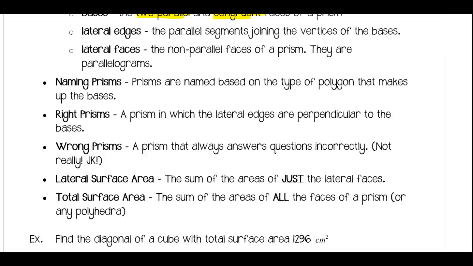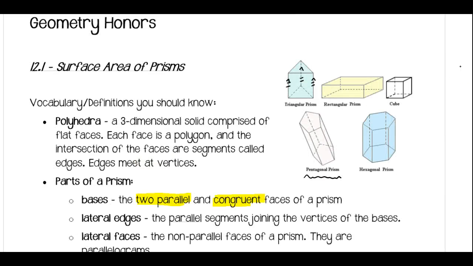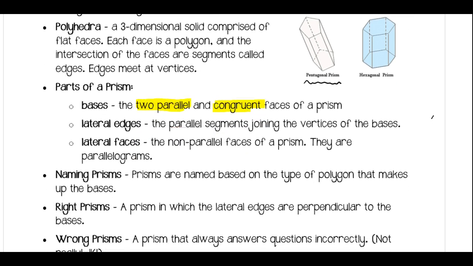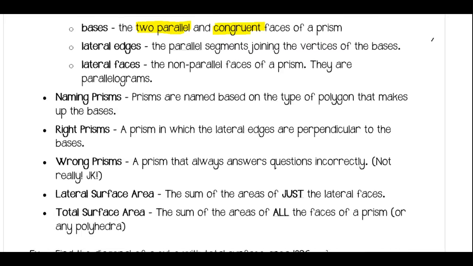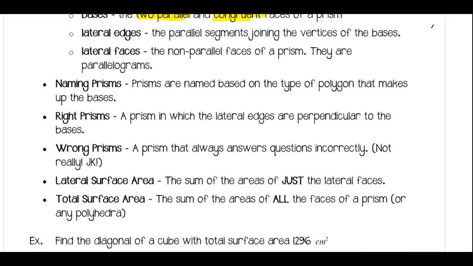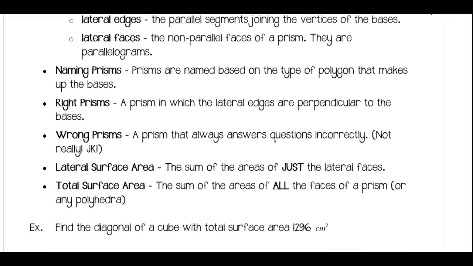A right prism is a prism in which the lateral edges are perpendicular to the bases. So again, if we come up here, all of these are right because we can see that each of the sides is perpendicular to the base. And most of the ones that we deal with are going to be right prisms. Once in a while, we'll have ones that are not.